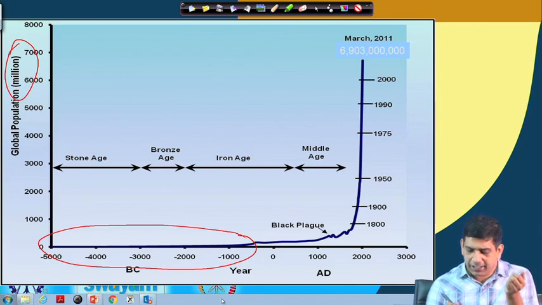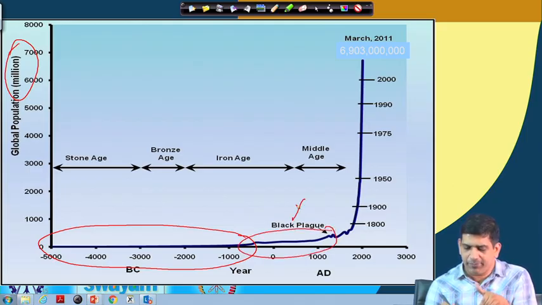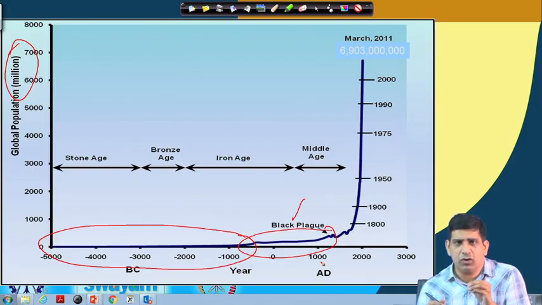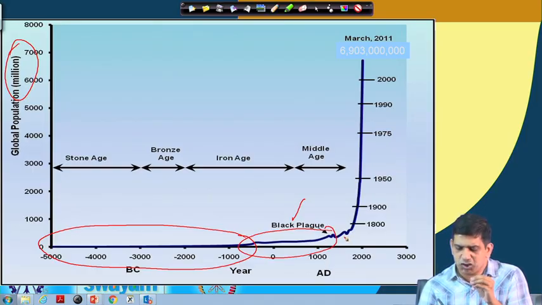But as we move into AD, and right before that, we saw some increase in population, but in between the Black Plague happened, and that reduced a considerable population. Then there were some other events as well, which we'll talk about in the next few slides, maybe in the next video, where several natural events have impacted the population growth. But as you can see, for the last 200-300 years, there is a sharp increase.